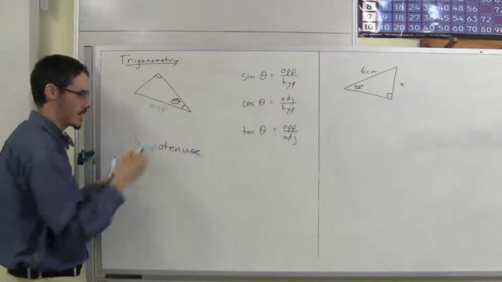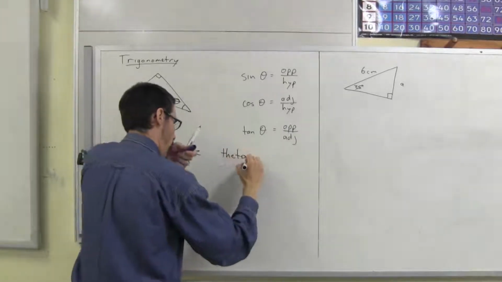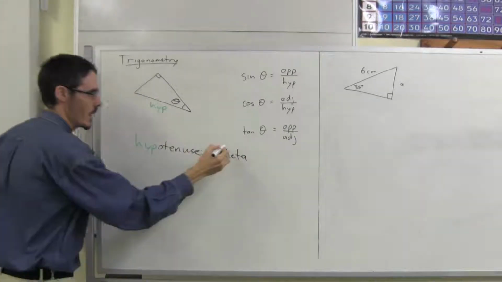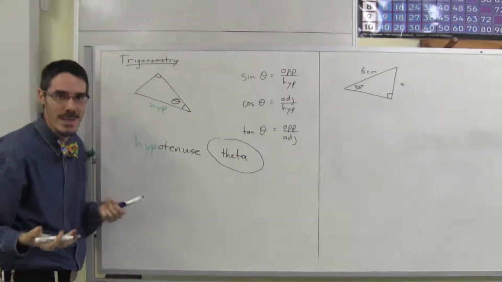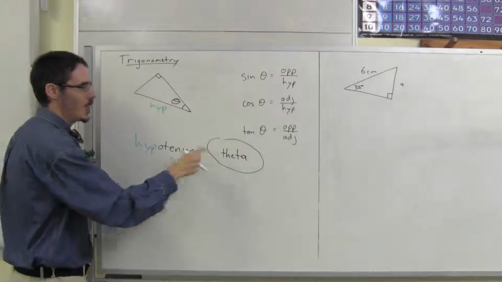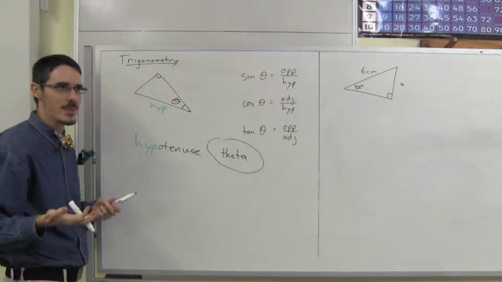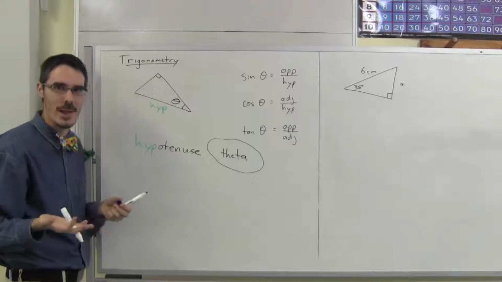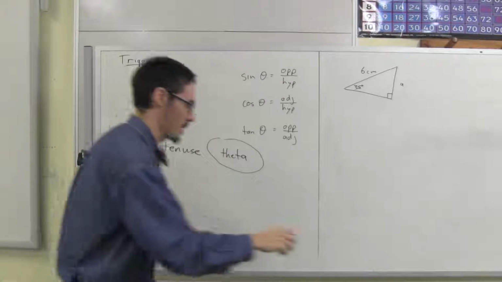Now, the reason I use theta, pardon me, theta is the Greek letter th, the Greek letter theta, okay? We use Greek letters for angles just because the Greeks were some of the first mathematicians to play around a lot with angles. So we tend to use Greek letters for angles.